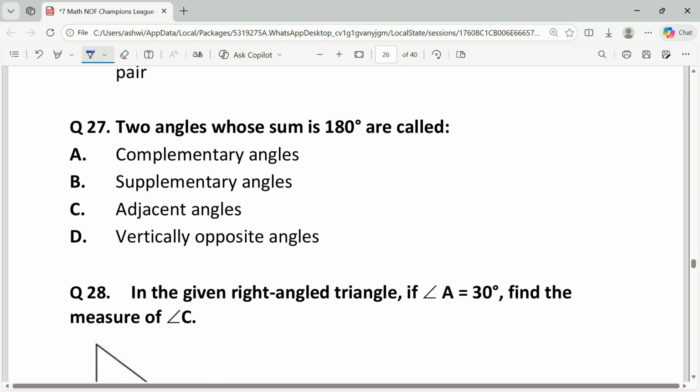Question 27. Two angles whose sum is 180 degrees are called supplementary angles, option B. Complementary angles are two angles whose sum is 90 degrees. Supplementary angles are those whose sum is 180 degrees. Adjacent angles share a common vertex and a common side but do not necessarily sum to 180 degrees. Vertically opposite angles are formed by the intersection of two straight lines and are equal to each other.